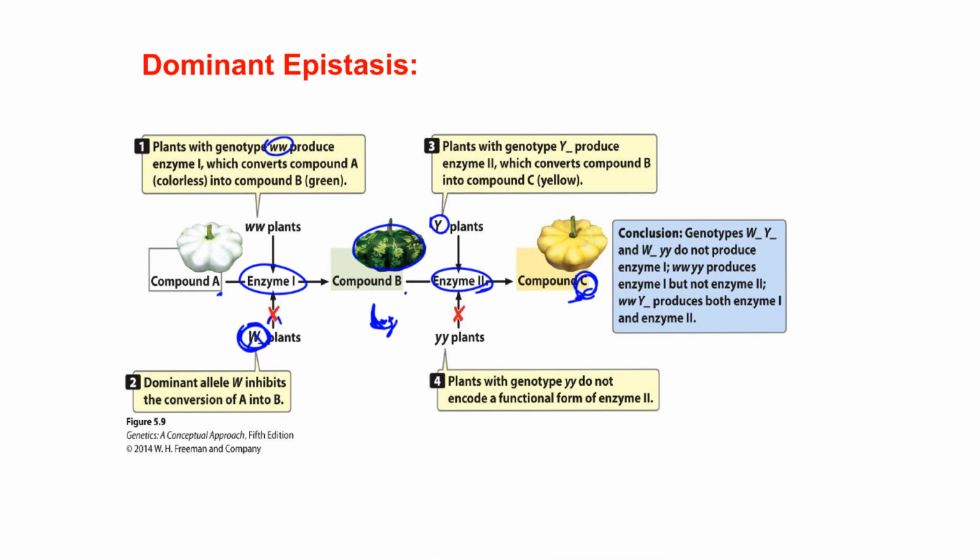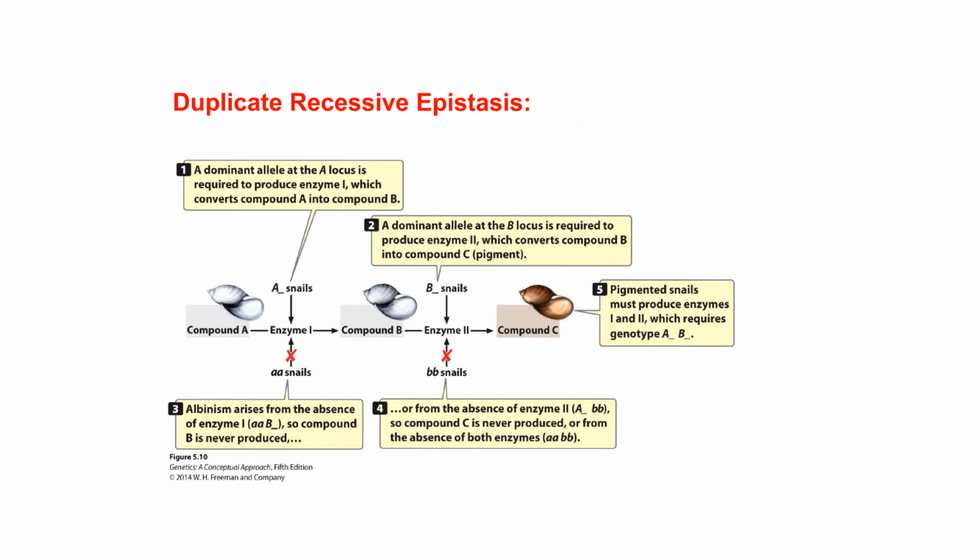So this epistasis also will alter the phenotypic ratio of the final product. Finally, let's consider duplicate recessive epistasis. In this case, a homozygous recessive constitution in either gene 1 or gene 2 can result in no phenotype, in epistasis, interference with the appearance of phenotype.